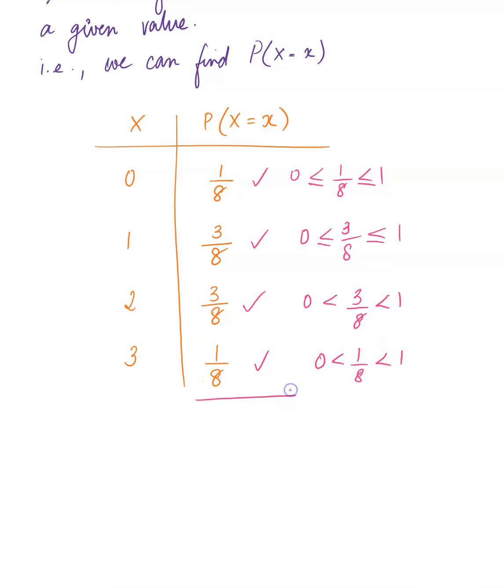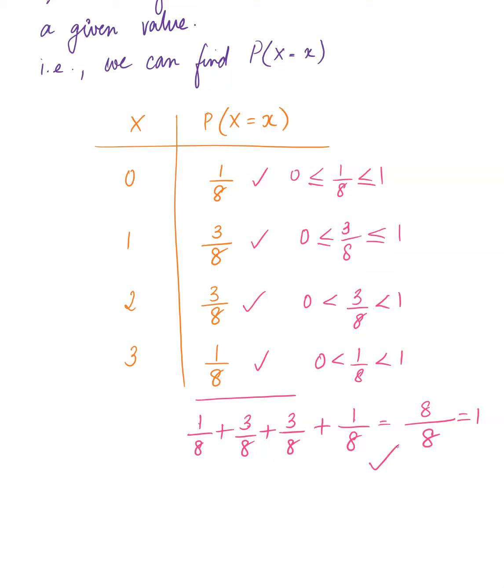Condition number 2 said that when you add all the possible probabilities, they must add up to 1. That's how you know that you exhausted them all. So 1 plus 3 is 4, 4 plus 3 is 7, 7 plus 1 is 8, so 8 over 8. That also works. Because we built this distribution and were able to satisfy the 2 conditions, we know that this is a good, well-defined probability distribution.